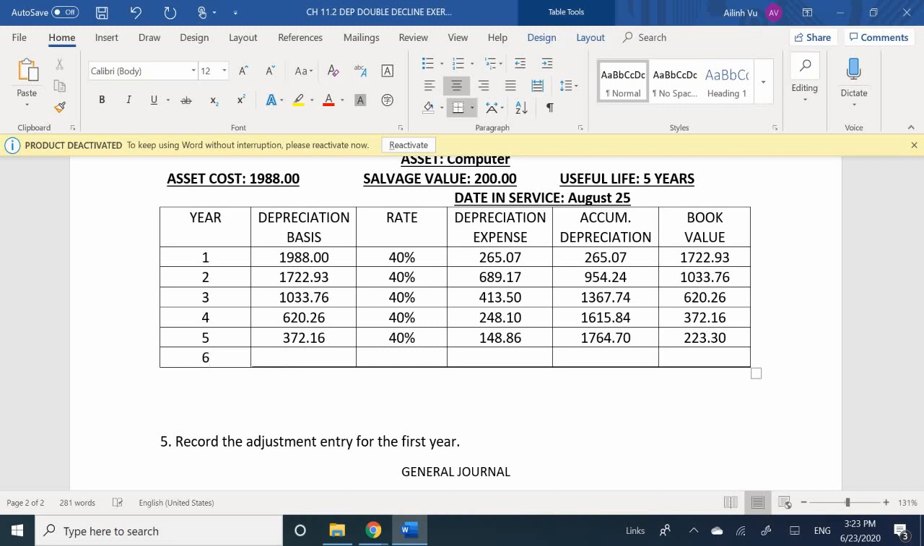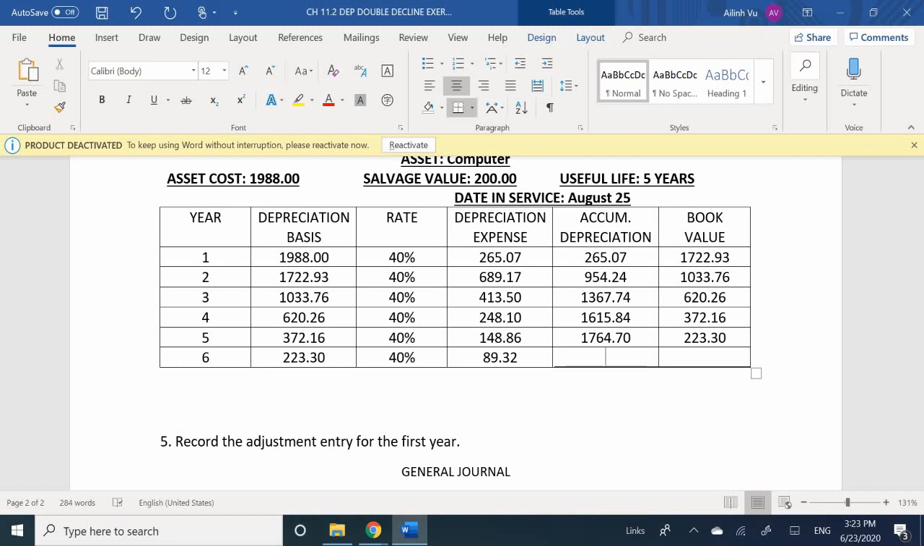So therefore, we still have life in it. We could still calculate for the 6th year because the first year we didn't calculate a full year. It's only 4 years and 4 months old. So I left that blank line for you to write in as well. So for the 6th year, we're going to do 223.30 at 40%. That is 89.32.